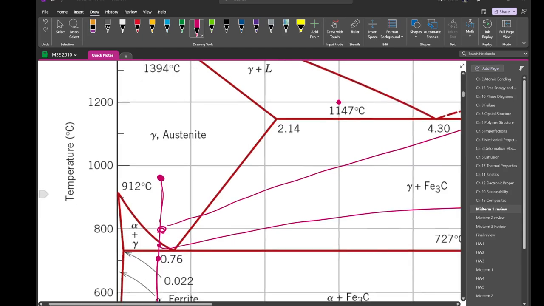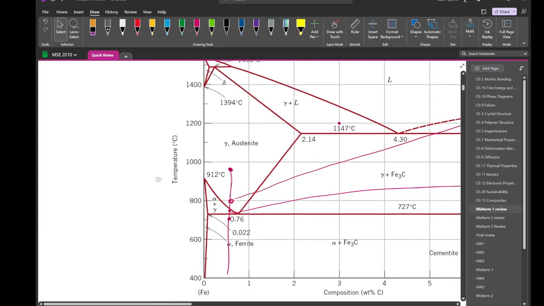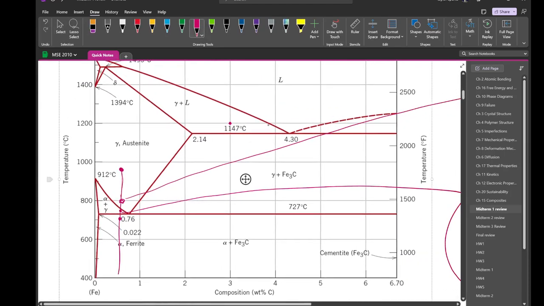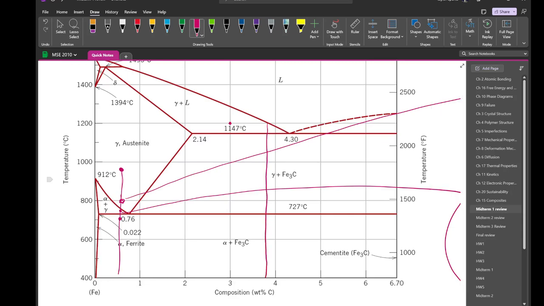You would have to first drop tie lines down. So you would say, going straight down, and this is where your ruler is going to be helpful. Try and draw that as straight as you can going down. This one over here, try and draw it as straight as you can. And then we know that if you wanted to figure out, say, the amount of liquid, what you want to know is this blue line divided by, say, the green line. And if you wanted the amount of austenite, it would be the light blue line divided by the green line.